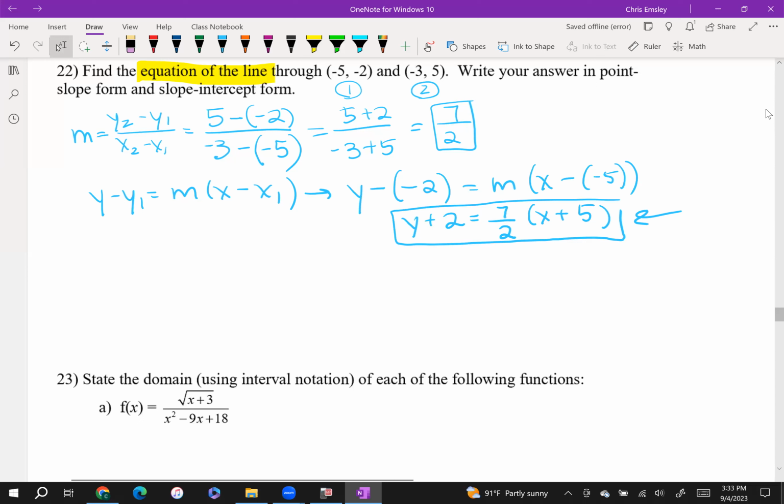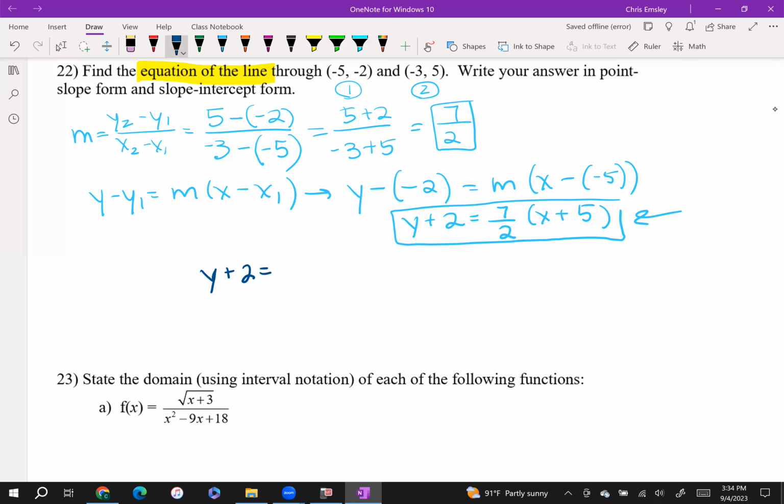Now we also need slope-intercept form, which means we can either solve this equation for y, or we can use y equals mx plus b and one of the points to find the slope-intercept form. We already got this one here. We might as well carry on with it. Let's just go ahead and solve it for y, and that will give us our next result.